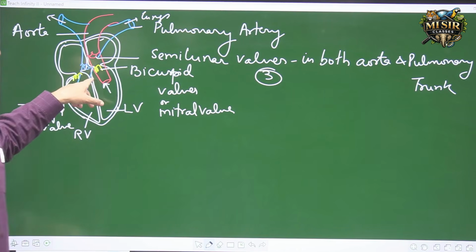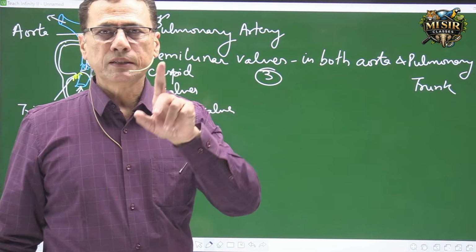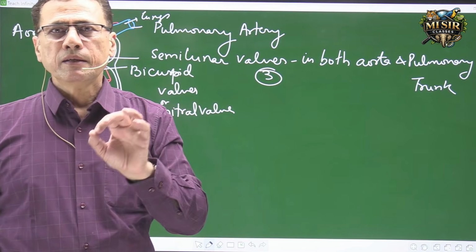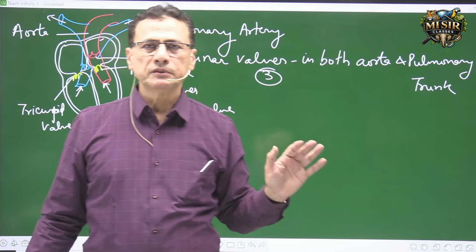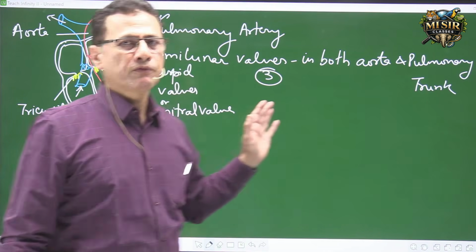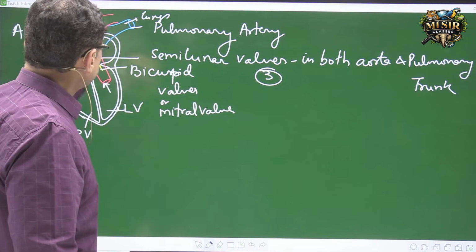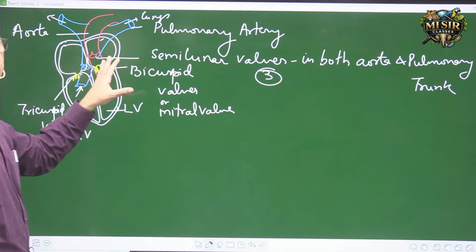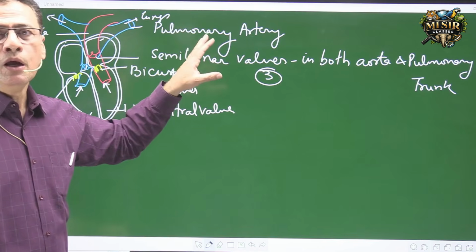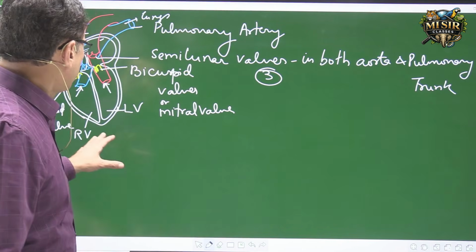These valves, whether bicuspid, tricuspid or semilunar, what is their function? They prevent the backflow of blood. They are made to prevent backflow of blood from the structure into which the blood is pumped. This is the function of valves.